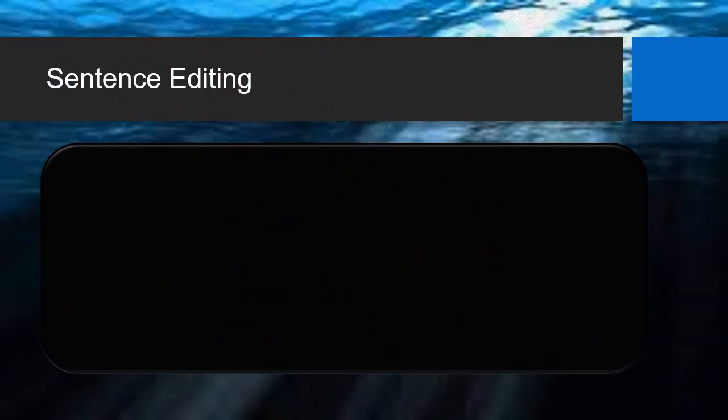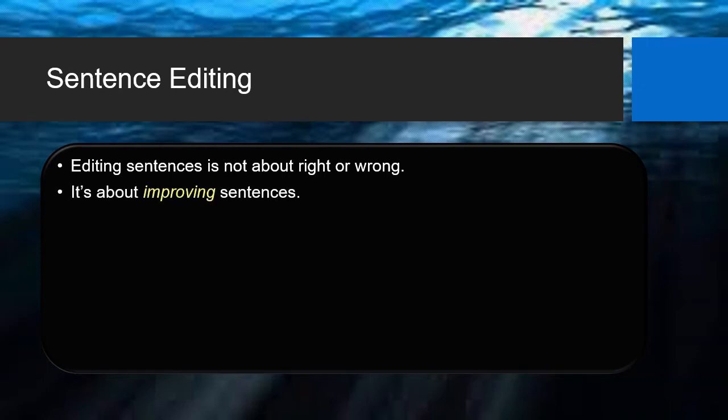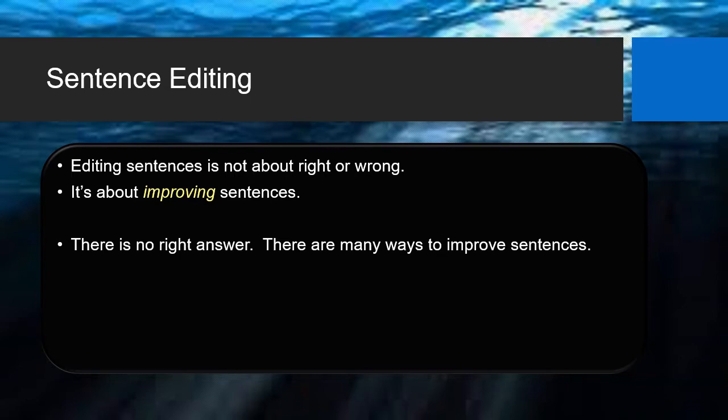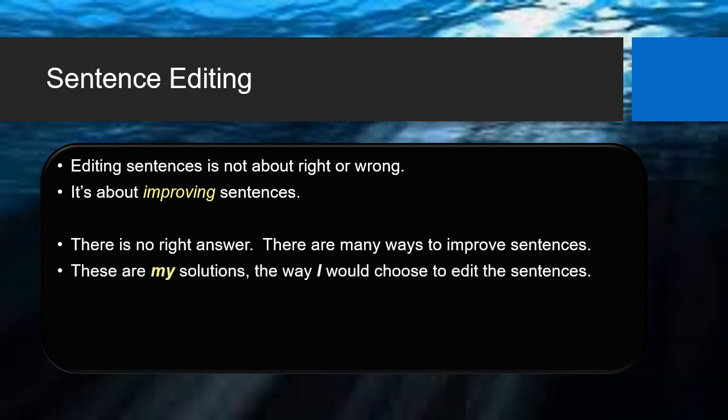Now, when we talk about sentence editing, editing sentences is not about right or wrong. It's about improving sentences, making sentences better, making sentences easier to read, improving communication. There is no right answer. There's no one correct answer. There are many ways to improve sentences. These are my solutions, the way that I would choose to edit the sentences. Other editors may make different choices.